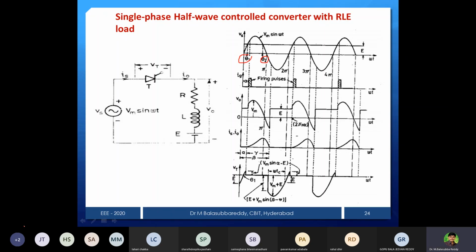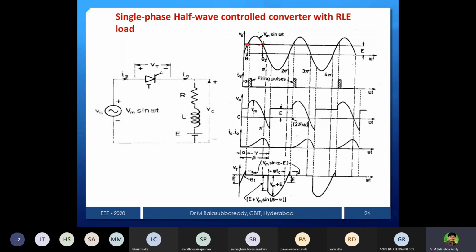But in the case of RLE load, what will happen? You can see that. Suppose I give the firing pulse before theta 1; I mentioned theta 1 instant here. You can see this horizontal line, it is the battery voltage or back EMF voltage, and that is touching the supply at this point. That I call theta 1, and this side I call theta 2. So now this is the instant of theta 1.